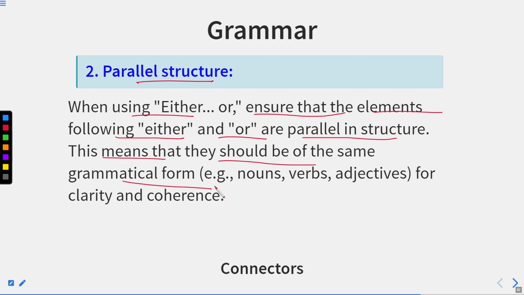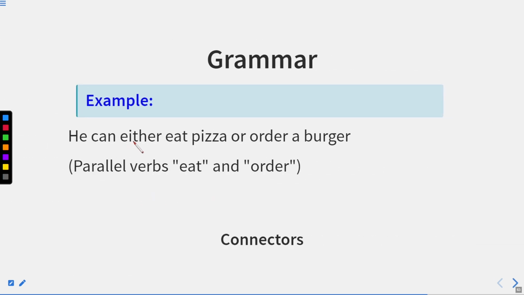Now, this thing is very, very important again, that both the sides should be grammatically equal: nouns, verbs, adjectives for clarity and coherence. For example, he can either eat pizza or order a burger. So here eat is a verb and order is again a verb. So we are using either and or with these two structures. So both of these are verbs. Parallel verbs, eat and order.